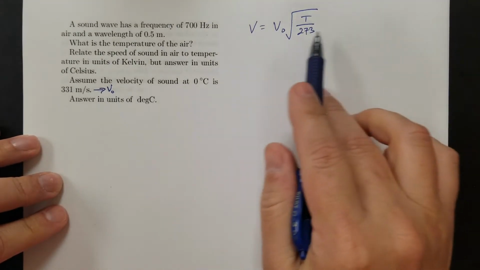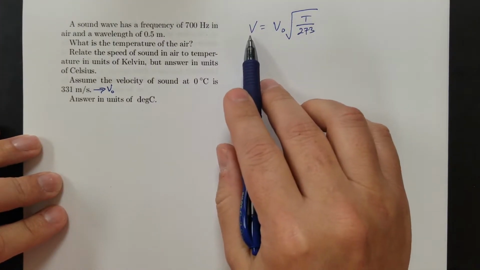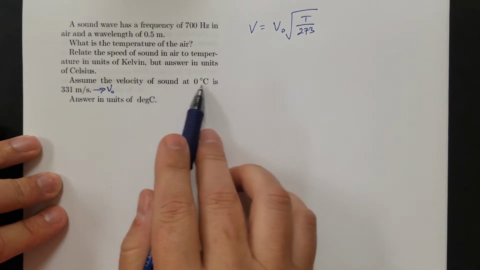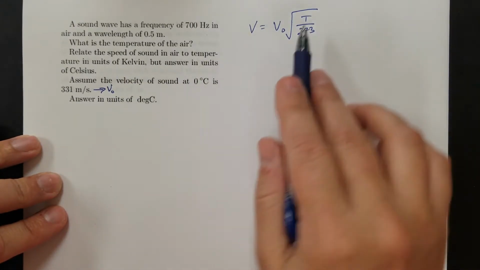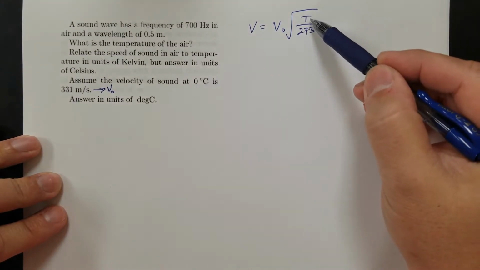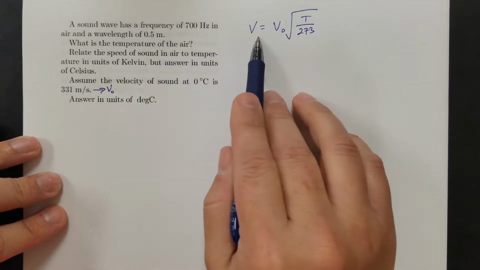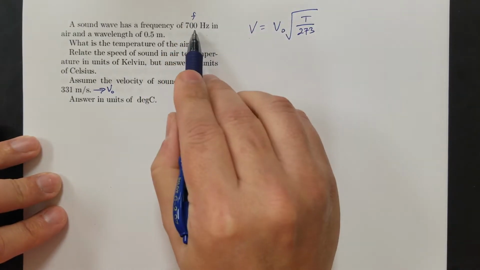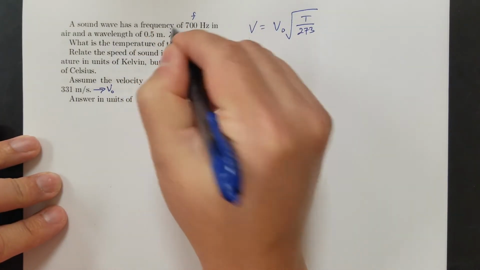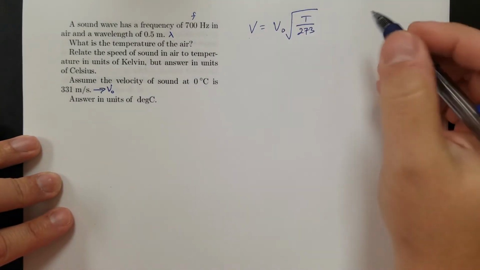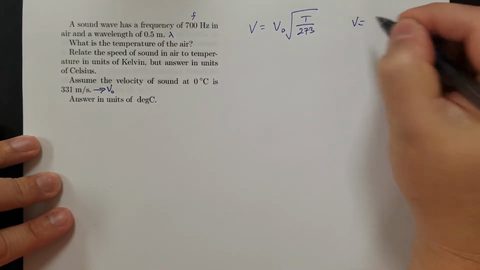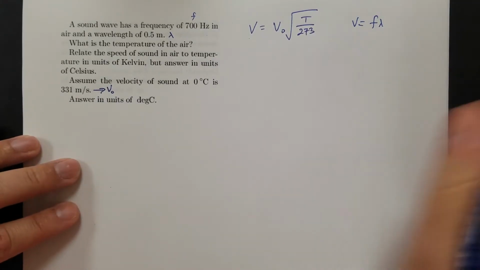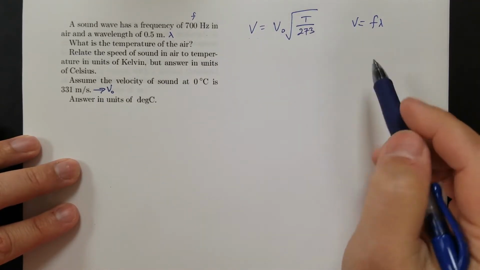So, this would be good and all if I knew what the velocity of the wave was, right? I'm trying to find the temperature, right? So temperature I don't know, but I also don't know how fast this wave is going. But I know that it has a frequency of 700 hertz and it has a wavelength of 0.5 meters, right? And I also know that velocity of a wave equals frequency times wavelength. So I can set these two things equal to each other, right?